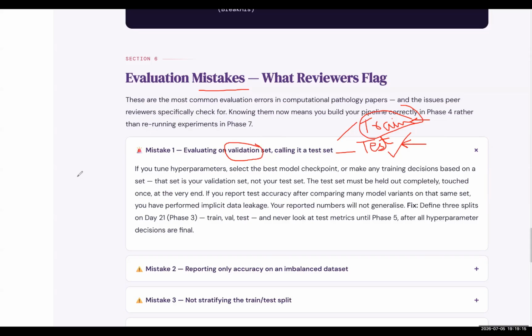So the first mistake you can make is evaluating things on the validation set and calling the validation set a test set. If you're not understanding, don't worry, when we are doing the practicals, I'll repeat this again. So we have to keep all the sets separate.